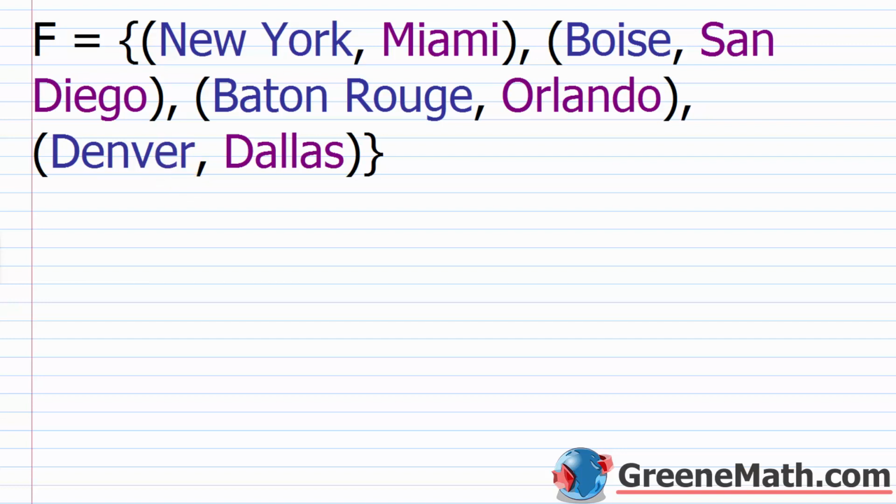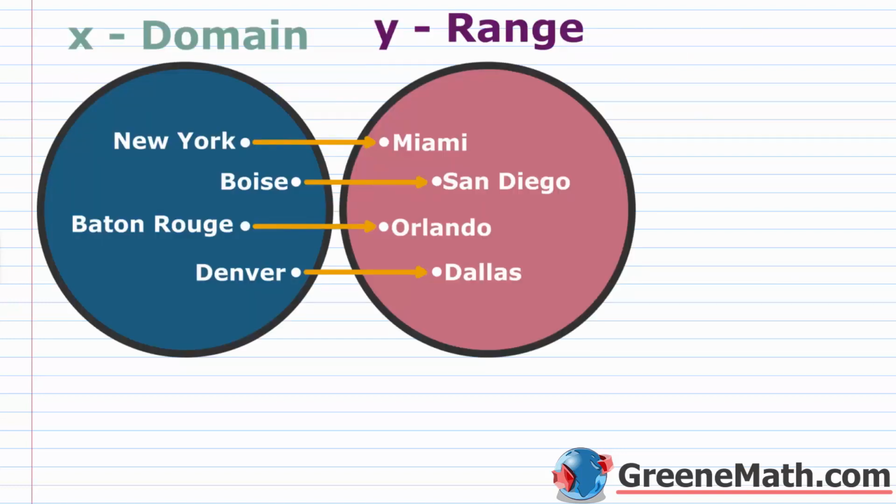We can see it more clearly with this mapping diagram. Again, the X are the domain. Those are the takeoff cities. The Y are the range. That's going to be the destination cities. A flight from New York is associated with the destination of Miami. A flight from Boise is associated with a destination of San Diego. A flight from Baton Rouge is associated with a destination of Orlando. And a flight from Denver is associated with a destination of Dallas. So each X or member of the domain, each takeoff city, is associated with one and only one Y or member of the range, or destination city. So we can say this is a function.